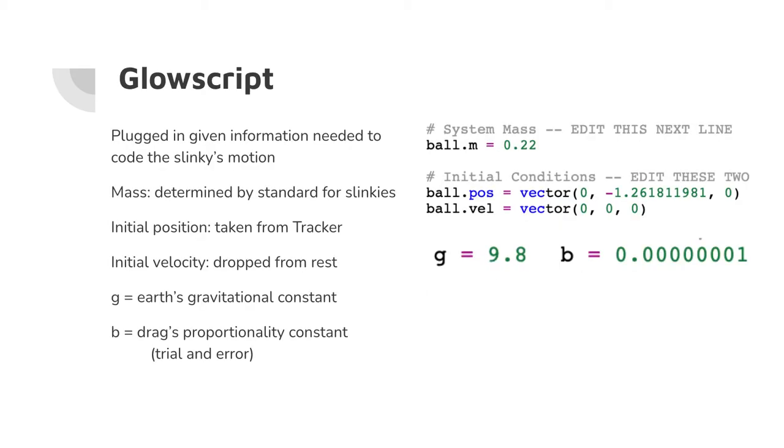These portions of the code showed the given information from Tracker and also known variables. I also found the drag proportionality constant by trial and error. As we can see by the constant, drag force will not affect the slinky greatly.